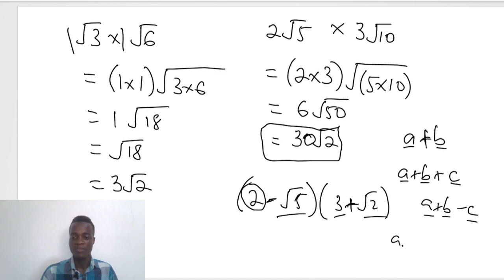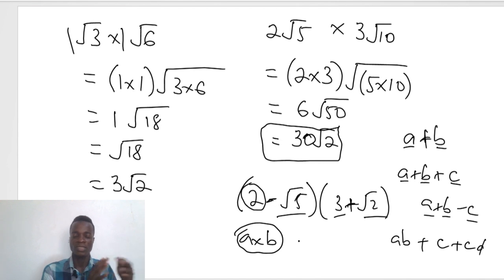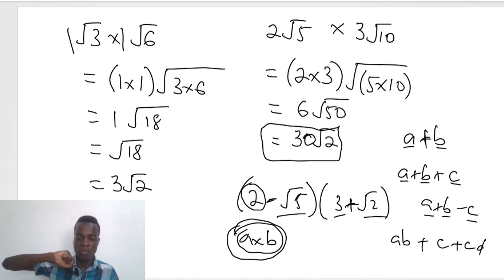So if you have a times b plus c plus cd, there are still three terms here. A times b is multiplication. Multiplication doesn't give you the difference in the term. It's only addition and subtraction that make you see this is a term, this is a term, this is a term. So a times b is a whole single term on its own, one block like that. So this one is one term, this one term, this one term. So we got that.